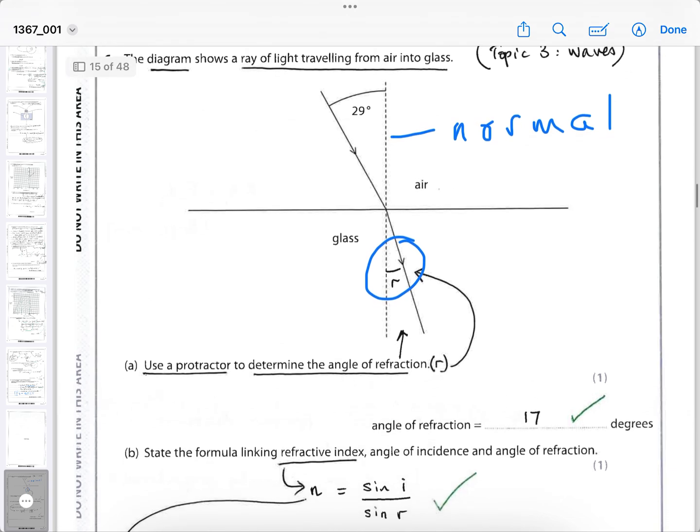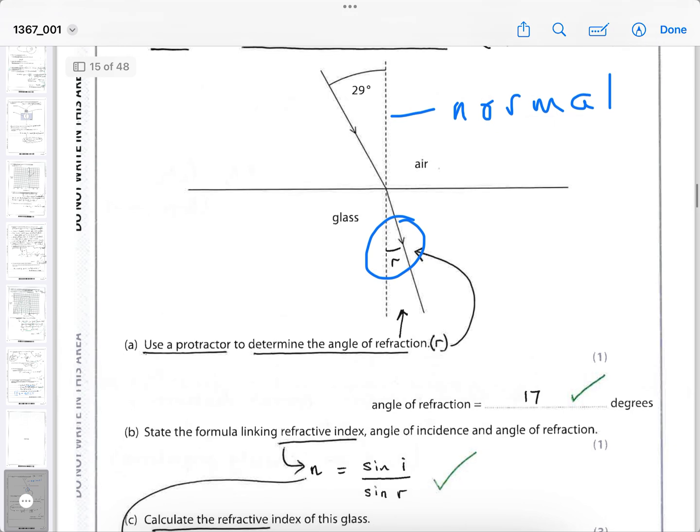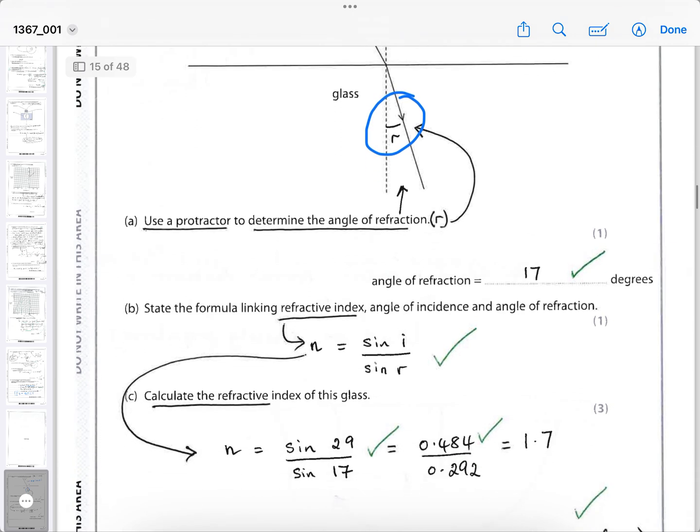All right, so 17 degrees if you measure it according to the examiner. It says use a protractor to determine the angle of refraction. Yeah, I've called it R. Yes, and then they want you to state the formula linking refractive index, the angle of incidence, and the angle of refraction. Well, it's the sine of the angle of incidence over the sine of the angle of refraction is equal to the refractive index, which is written as n.